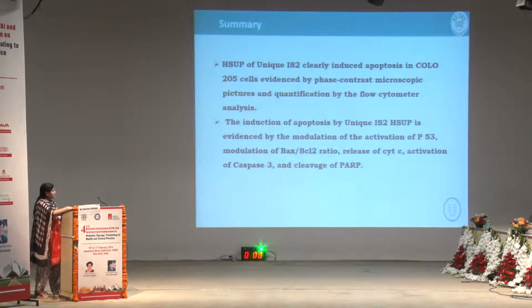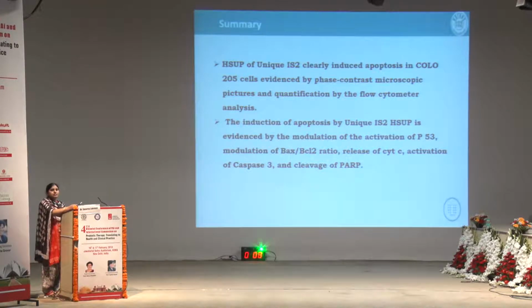Cytotoxicity and phase contrast microscopy, we observed some apoptosis is occurring. But how is the apoptosis induced by Unique IS2? We've done it by modulation and activation of the P53 and modulation of the Bax/BCL2 ratio, release of cytochrome C and activation of the caspase 3 and cleavage of the PARP protein. And of course, HSoup is giving the positive response.